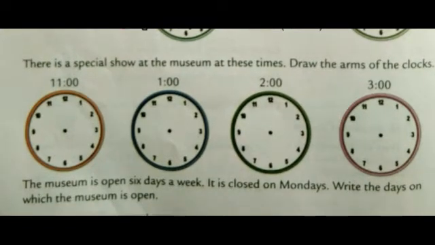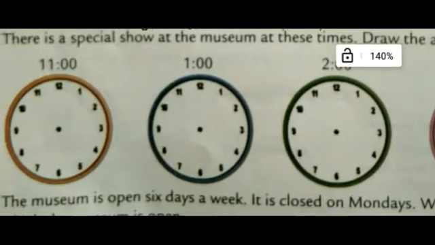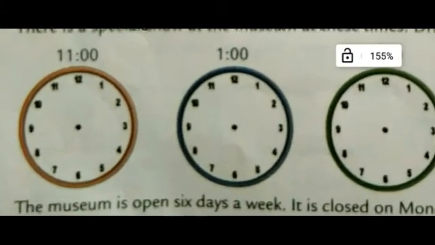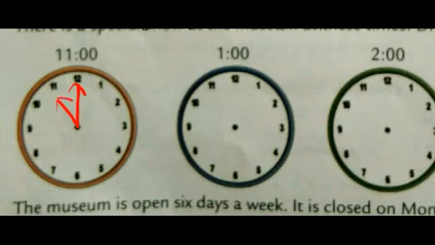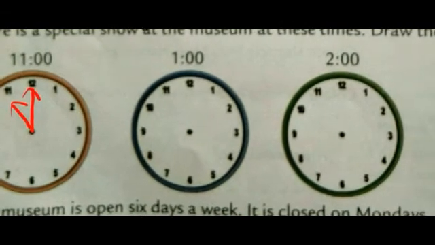So, let's do that. Like, in the first clock, we can see the time, it's 11. So, the minute hand will be at 12 and the short hand will be at 11. Remember the short hand, it should be shorter than the minute hand, okay? Now see the next one.